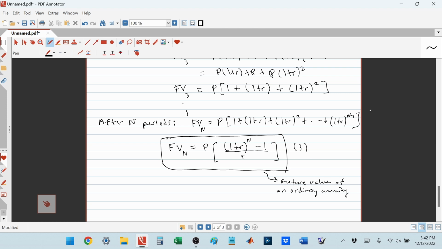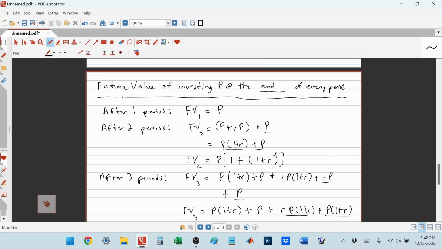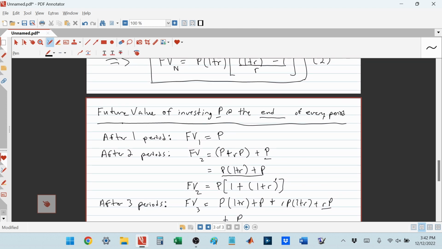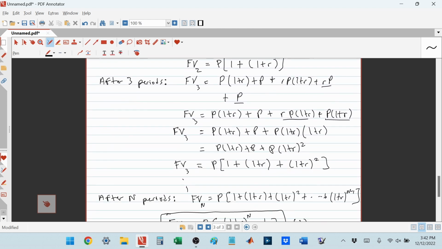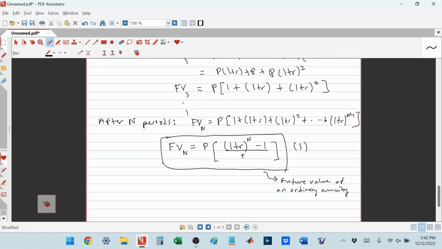The reason they call it an ordinary annuity is because ordinarily you'll get paid and you can invest your money at the end of a period. You usually get paid at the end of a week, at the end of a month. You can do your investing at the end of a period. You can't do it at the beginning because you hadn't made any money yet. You hadn't been paid yet, like from your job, for example. So they call this an ordinary annuity, just for that reason, because ordinarily you would invest at the end.